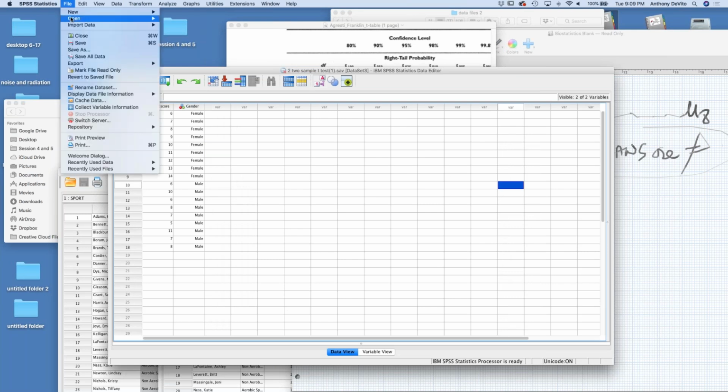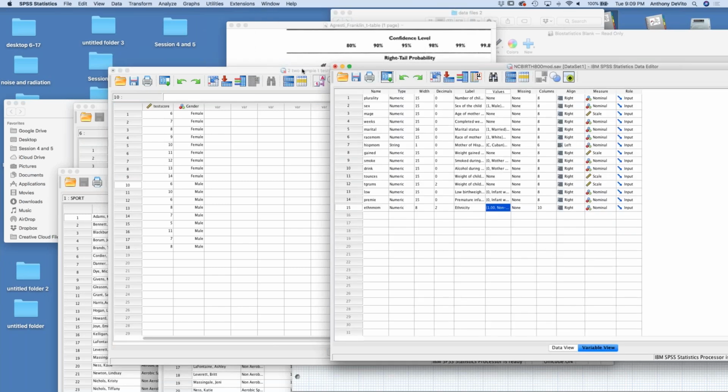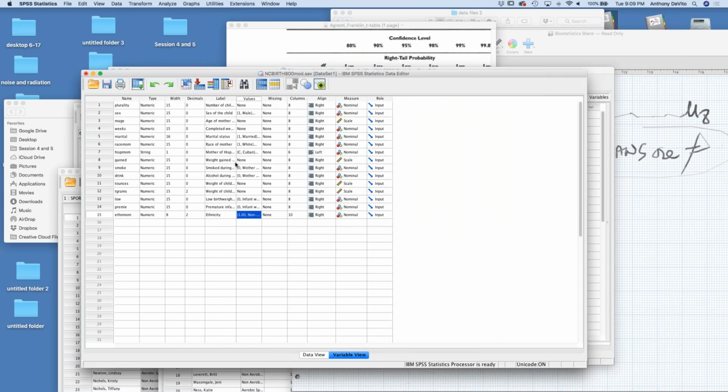I'm going to open up a new data set. Let's see what I got open already. If I can work with something I got open already. Let's see. High school female athletes. Let's continue to use this one. Okay, so I'm going to take a look at a couple of nominal or categorical variables. I'm going to look at the smoking status of the mother and whether the baby was born prematurely.